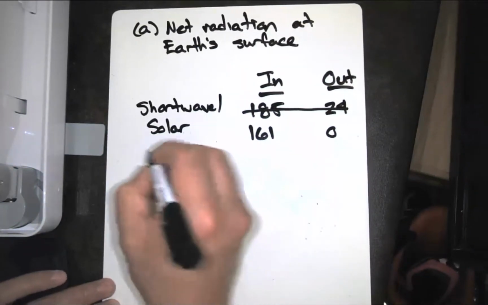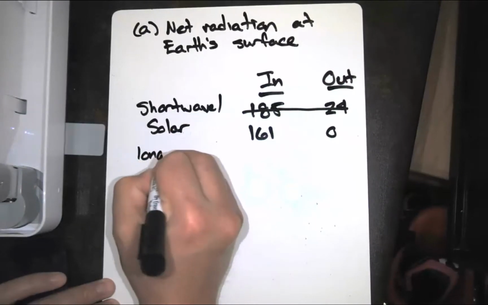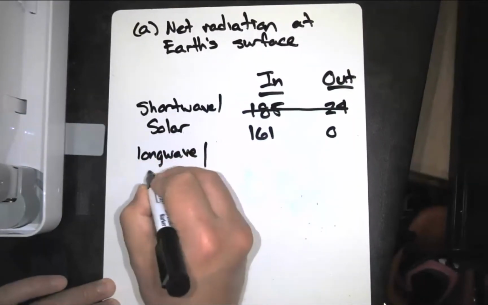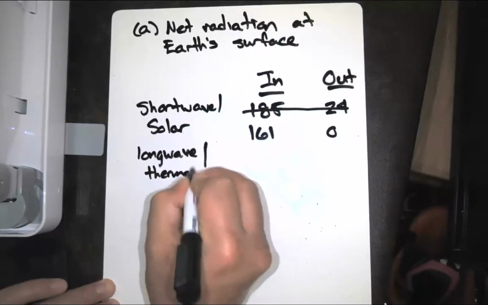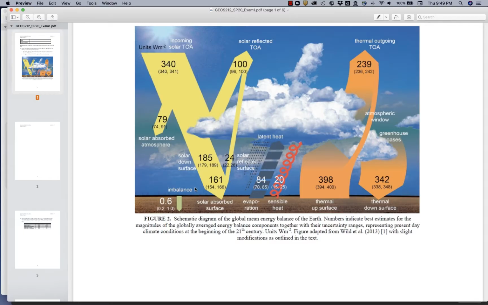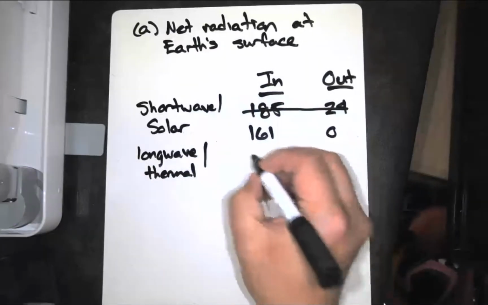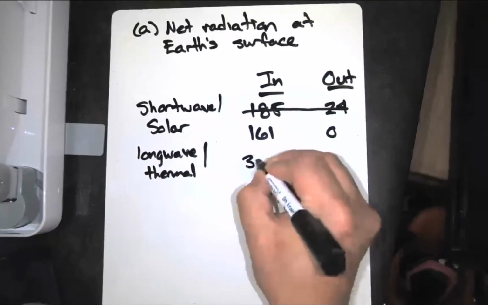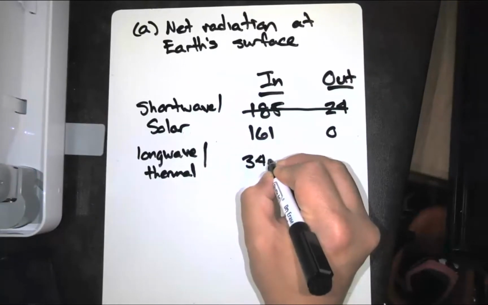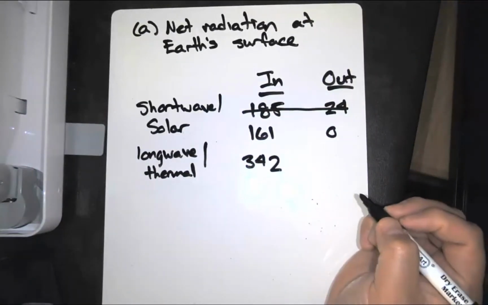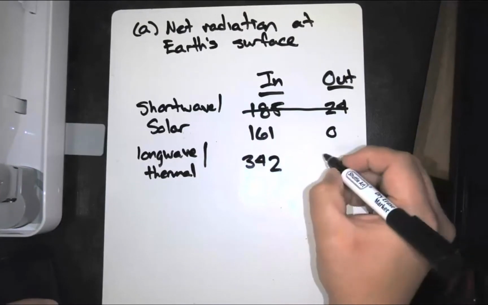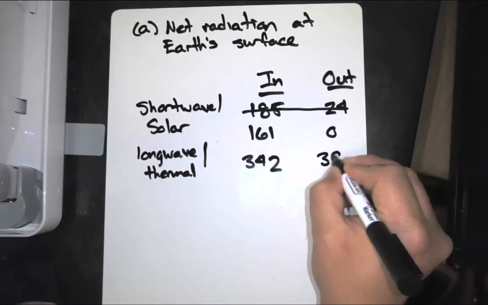So if we look at the longwave or thermal radiation in the figure, we see that we have 342 watts per square meter coming in and 398 watts per square meter leaving. So what's coming in is 342. What's leaving is 398.